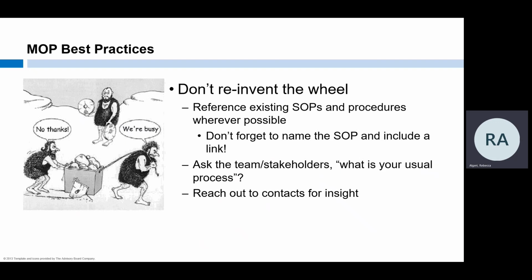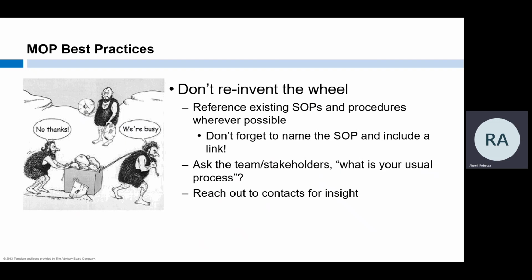It is much more efficient to say that the informed consent process will be conducted in accordance with institutional policy than to write out that policy and procedure in the MOP. In addition to seeking out applicable existing SOPs, it is critical that you name the policy and include a link to it in your MOP in the appropriate section. That way, the information is readily available to the reader.